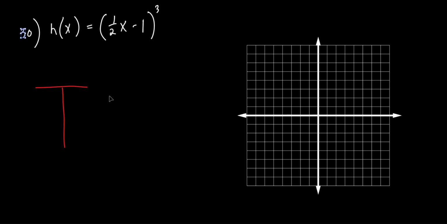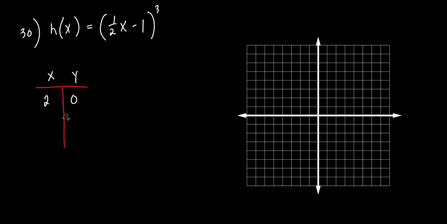Let's do this in red. So here's my x, here's my y, or h of x, whatever you want to call it. Let's try an easy point. Now it is 1/2 times x. What would be a good type of number to put in, to make it come out nice and even? Put in an even number, because I'm taking half of it. Let's put a 2 in. What's 1/2 of 2? It's 1. 1 minus 1 is 0. 0 cubed is 0. So 2, 0 is going to be one of my points.